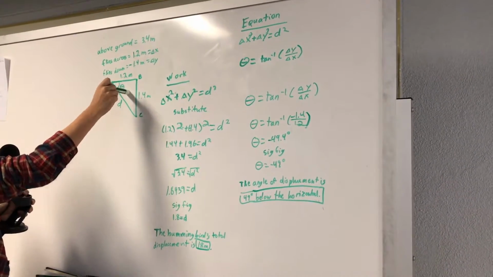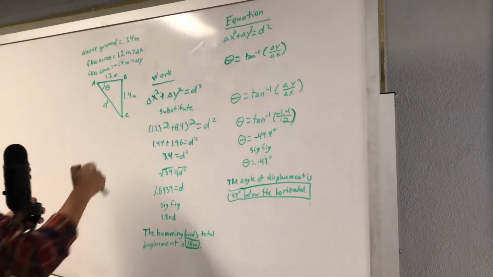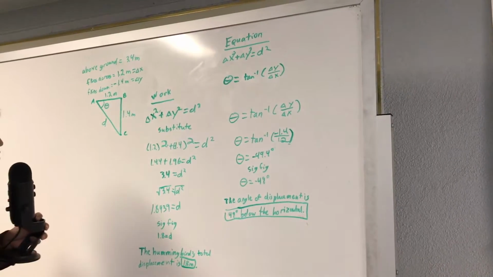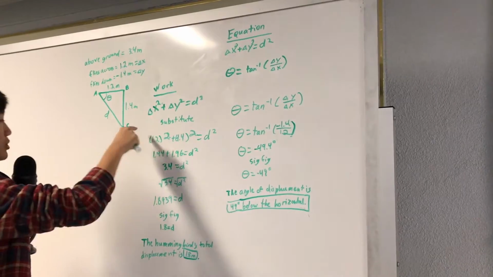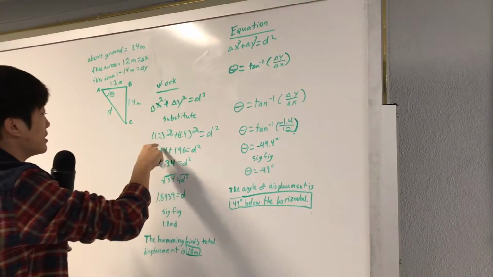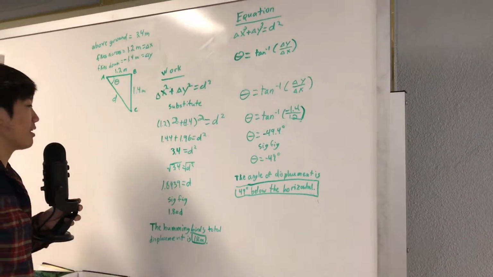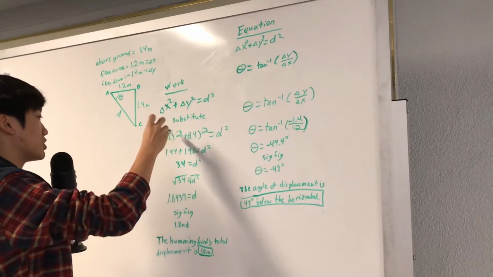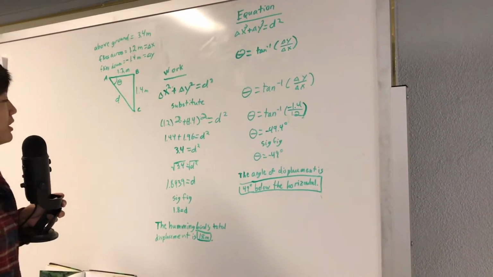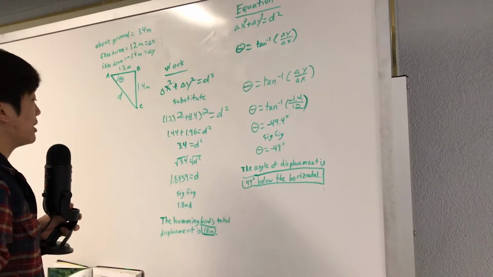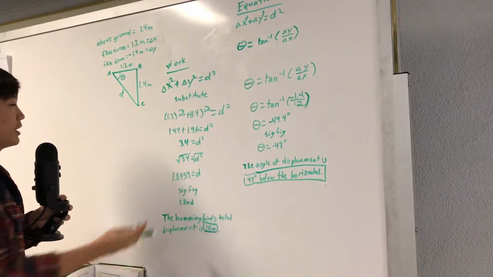So we need to find this, and the way we can find it is through the Pythagorean theorem. We want to find the displacement squared, so we use this equation: x squared plus y squared equals displacement squared. We substitute these values in, so we get 1.2 squared plus negative 1.4 squared equals displacement squared. Then you square these two numbers and get 1.44 plus 1.96 equals displacement squared. If you add these two up, you get 3.4 equals displacement squared.